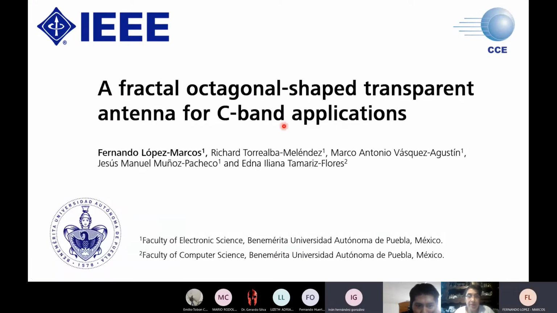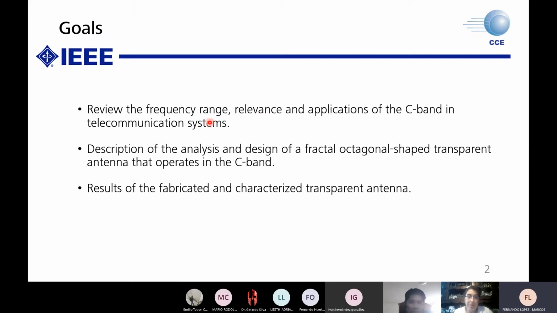Okay, thank you. Again, good afternoon, everybody. My name is Fernando Lopez, and I'm going to present this work titled A Fractal Octagonal-Shaped Transparent Antenna for C-band Applications. Well, the goals for this presentation are, first of all, to make a review of the C-band.